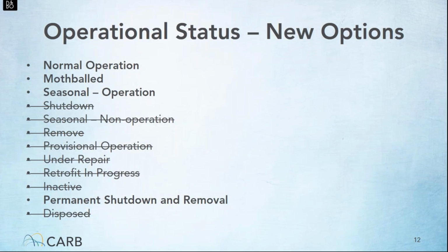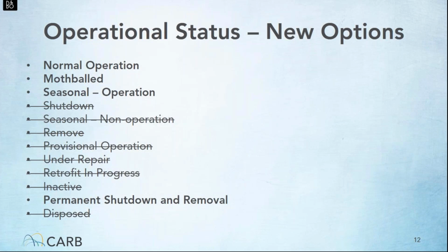Now, some notes to be aware of when you're updating your operation status. Even if you had a normal operation before, you'll still need to update that and choose it again. Since we did not have proper data to begin recording this information, we need people to choose their option again. If your system already had the permanent shutdown and removal option, that will not need to be updated. That will continue to show for that system.